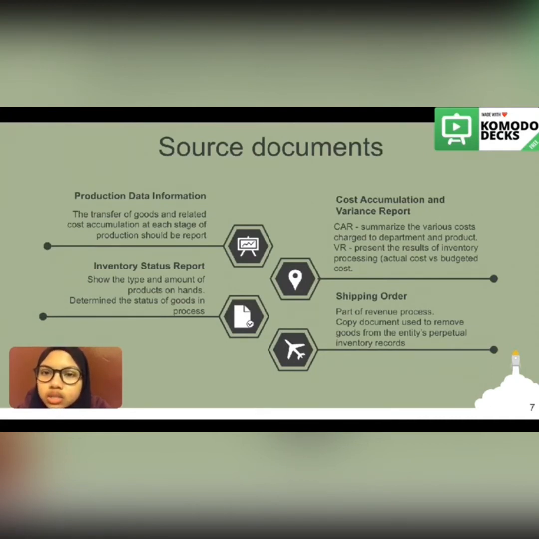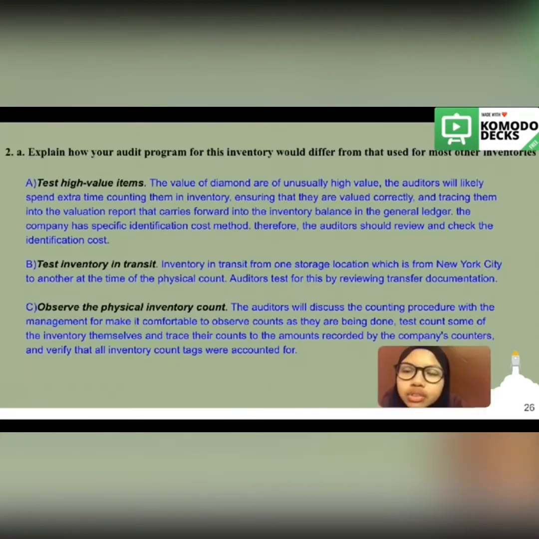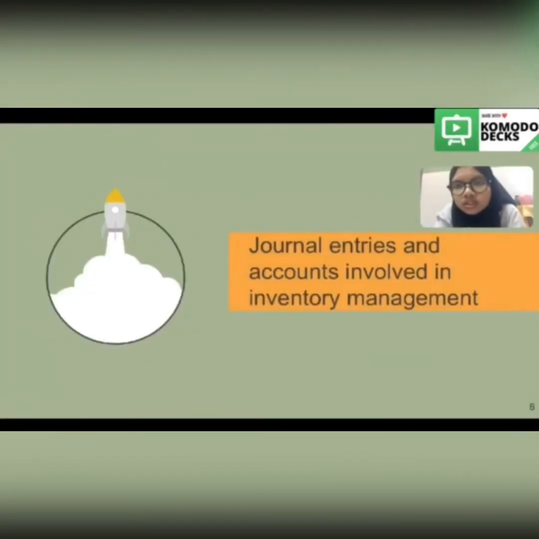The last one is shipping order. This document is a part of the revenue process. A copy of the document is used to remove goods from the entity's perpetual inventory record. For the next topic, we move on to the journal entries and accounts involved in inventory management.